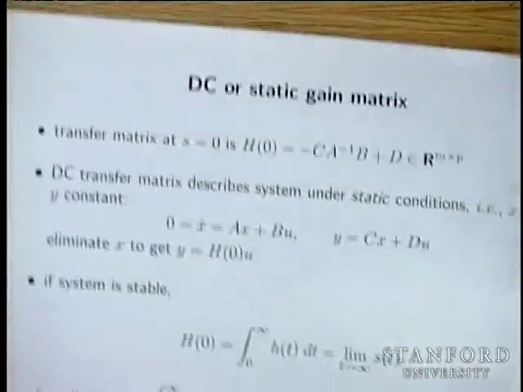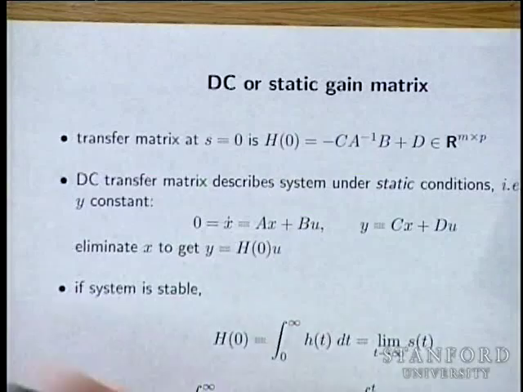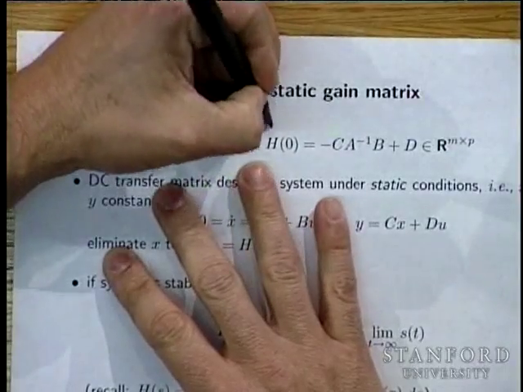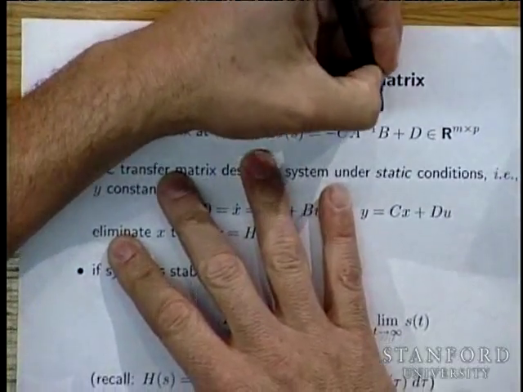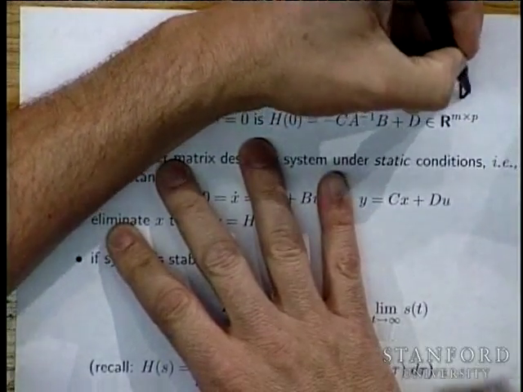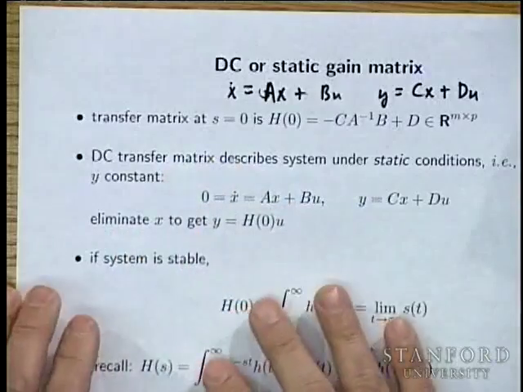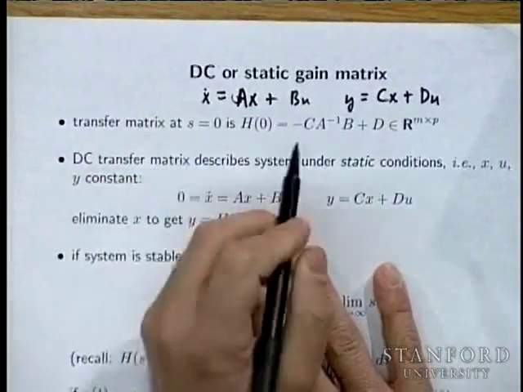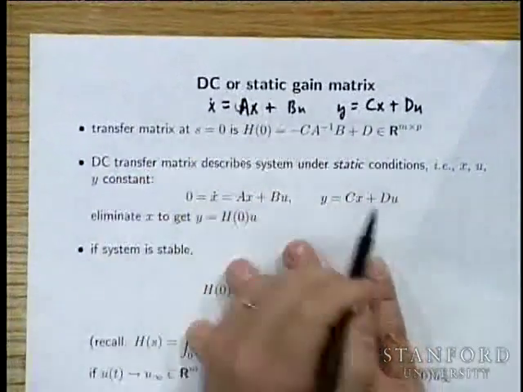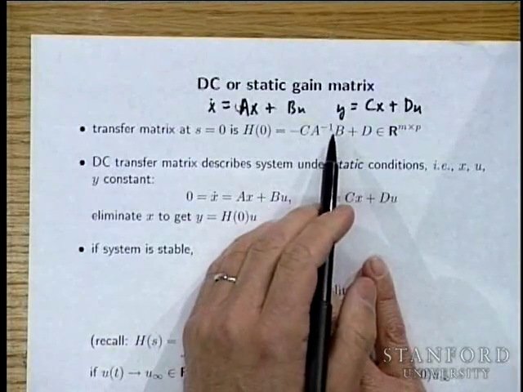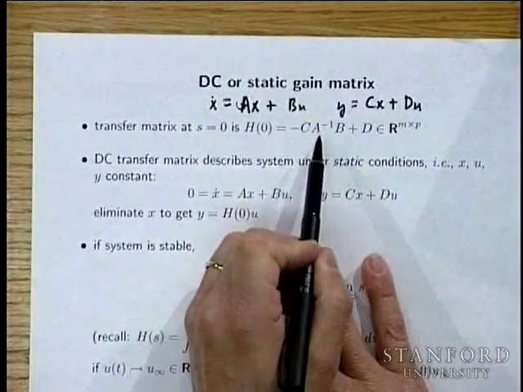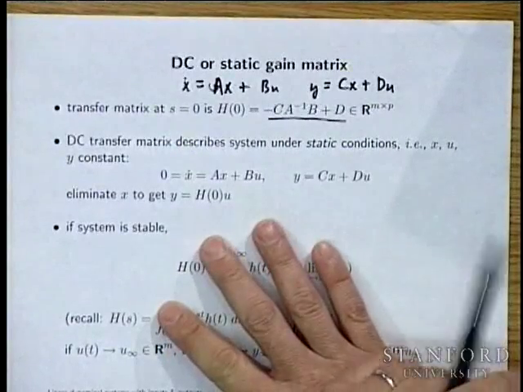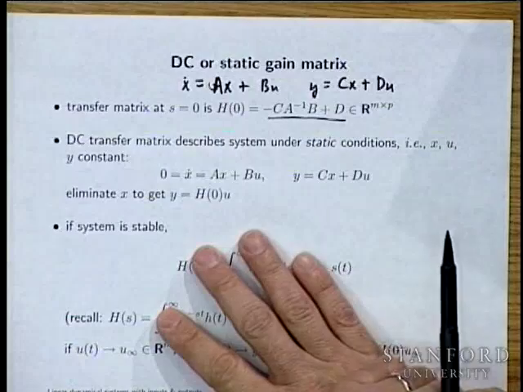All right. We're studying linear dynamical systems with inputs and outputs, so systems of the form x dot = Ax + Bu, and y = Cx + Du. The transfer matrix, if you plug in s = 0, you just plug in C(sI - A)^-1 B, and you get -CA^-1 B + D. It's a famous matrix. It's one you'll see arising often.